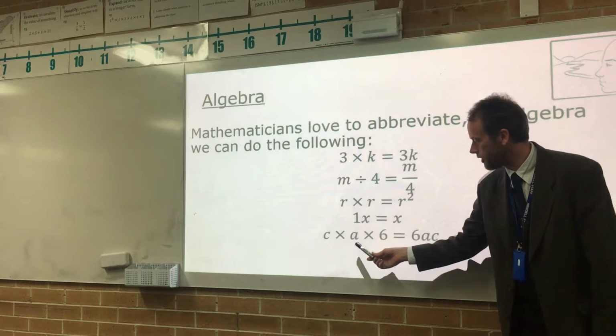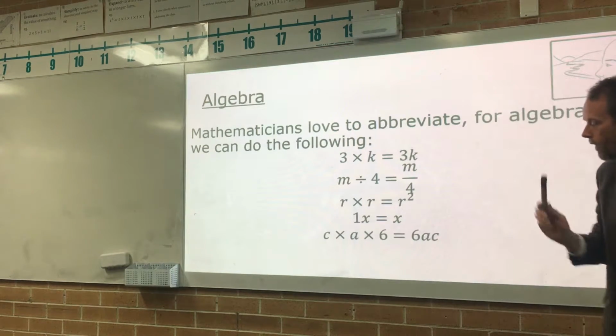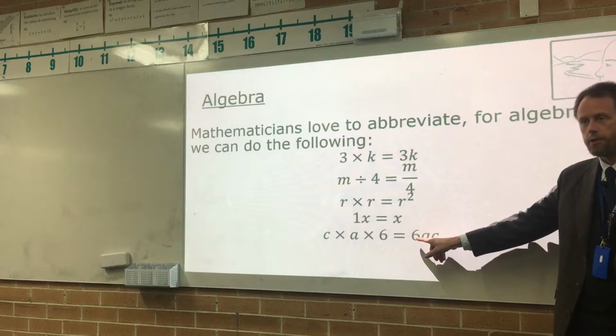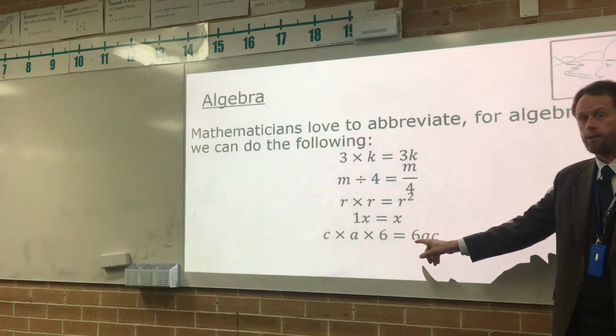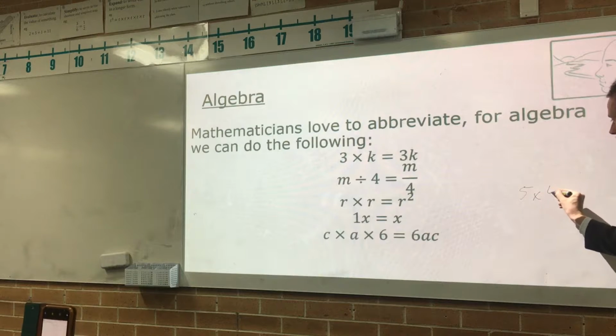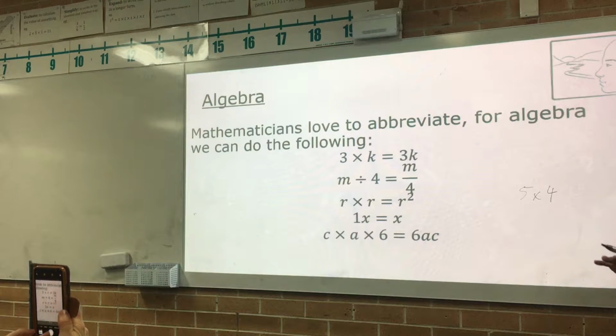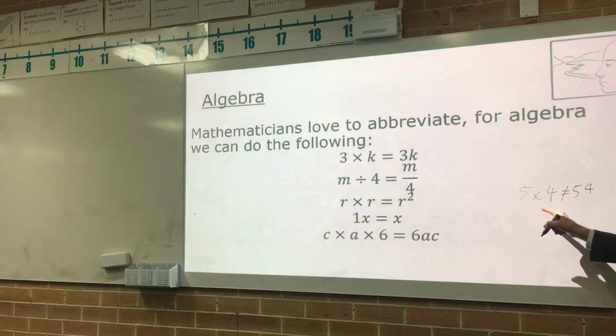If you have c times a times 6, again, you can get rid of the times, but one little key I want you to notice: the 6, the number, goes first. The other thing is, have a think about it. If I had 5 times 4, I can't just take the times out because we know 54 is not the same as 5 times 4, which is 20. So be careful with that. But mathematicians love to abbreviate, they love using algebra.